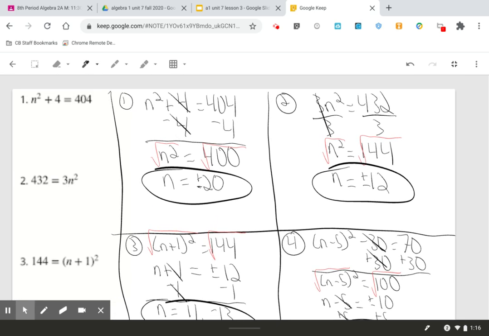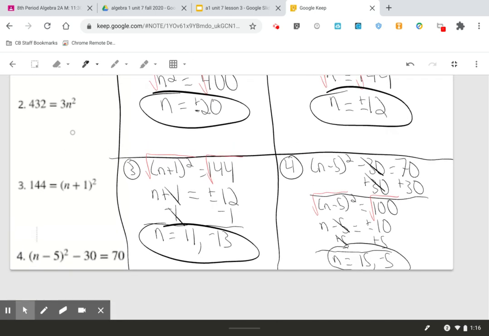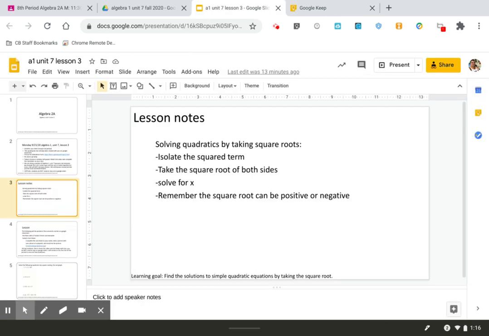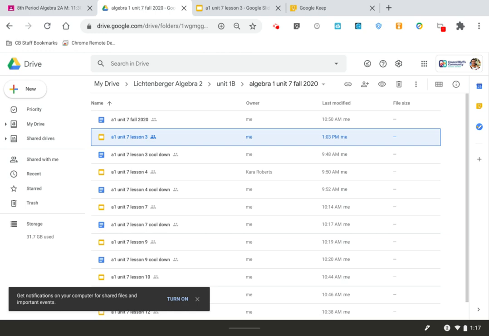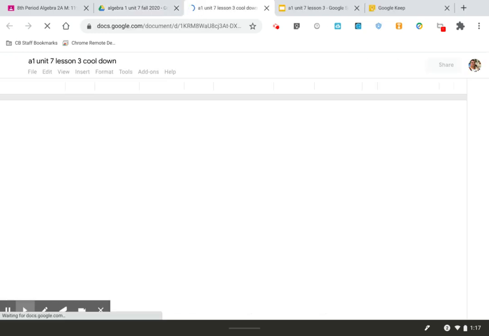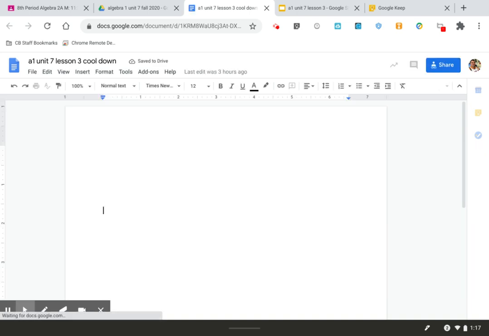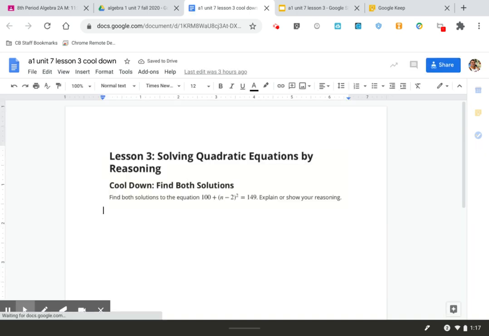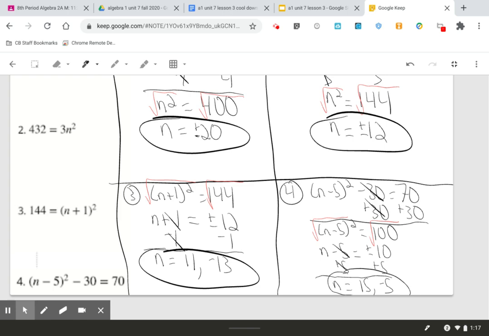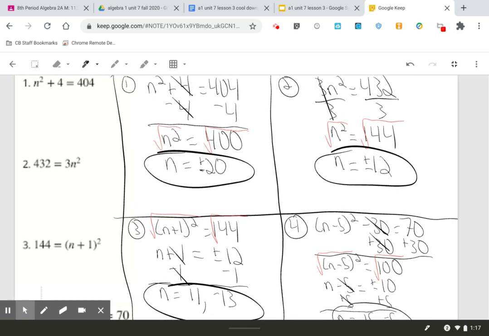Your cooldown today is going to be a few examples just like this. Let me show you what your cooldown is. It's actually just going to be one example, just like this. So you're going to solve this equation, and you can do that exactly the way I did these examples here.